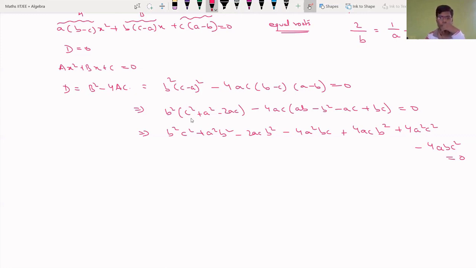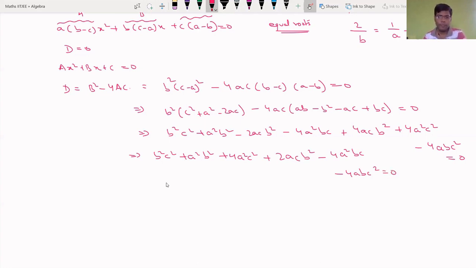Okay, so now let's see if we can cancel or simplify some terms. So we have b square c square plus a square b square. Here also I have a square c square, so let me bring this term here, 4a square c square. This is 2acb square, this is 4acb square. So I will get plus 2ac b square minus 4a square bc minus 4ab c square is equal to 0.